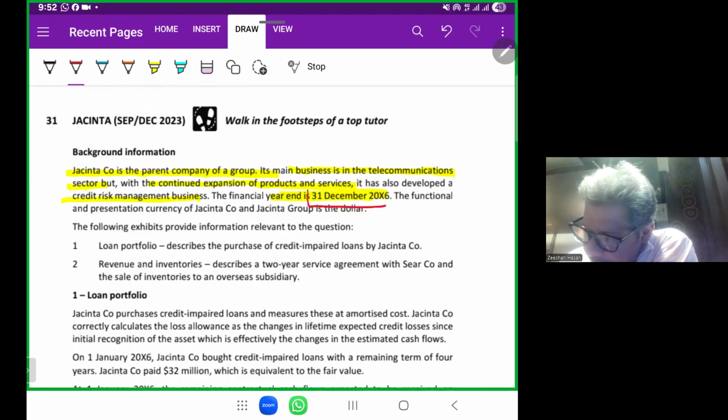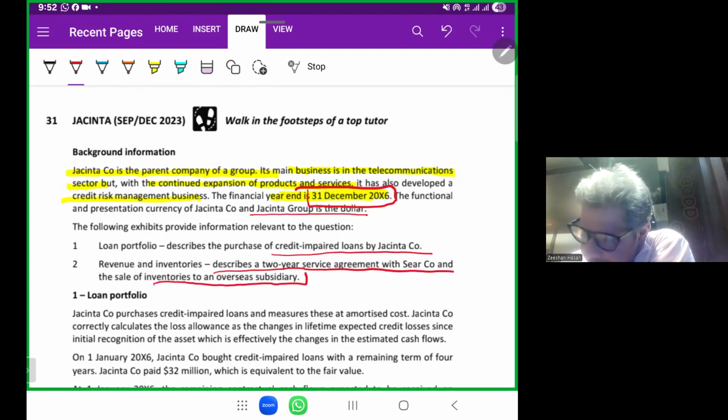We get our year end. That means our counting period, the year, starts from January. The functional and presentation currency of Jacinta Group is the dollar. The following exhibits provide information relevant to the question. Loan portfolio describes the purchase of credit impaired loans by Jacinta Company. The revenue and inventories exhibit describes a 2-year service agreement with their company and the sale of inventories to an overseas subsidiary.